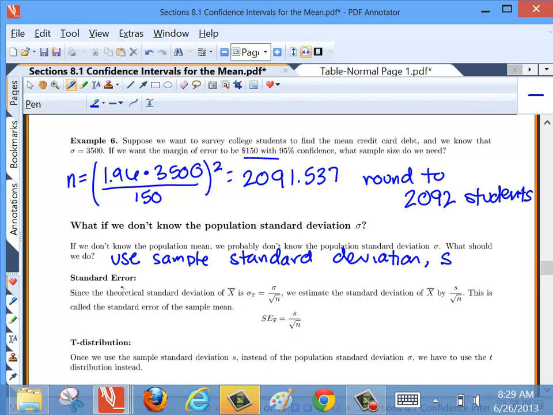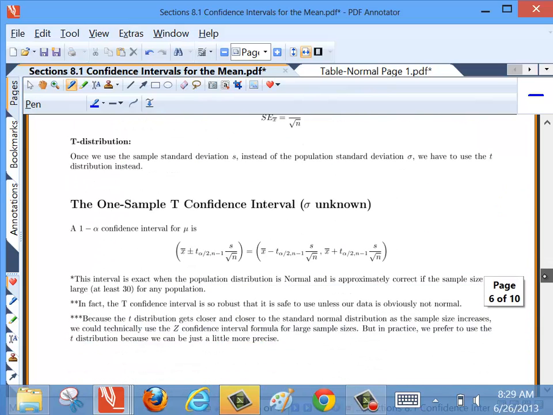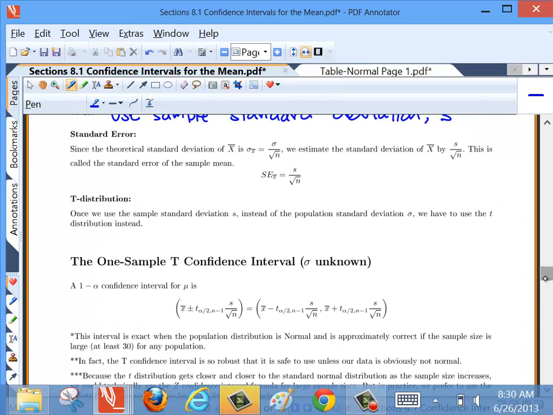Okay. So first of all, standard error, so just a review of yesterday. Since the theoretical standard deviation of x bar is sigma over square root of n, we estimate the standard deviation of x bar by s over the square root of n. And this is called the standard error of our sample mean. Okay, so s over the square root of n. And again, once we use our sample standard deviation s, we have to use our t distribution.